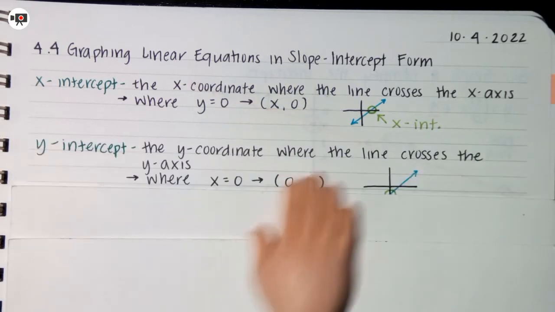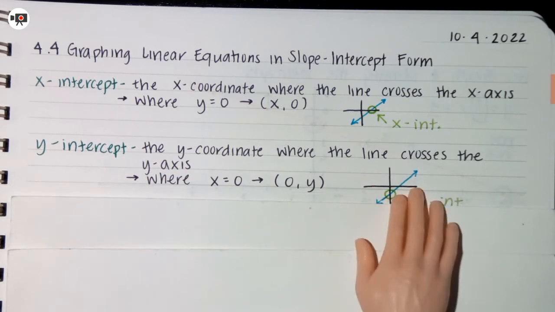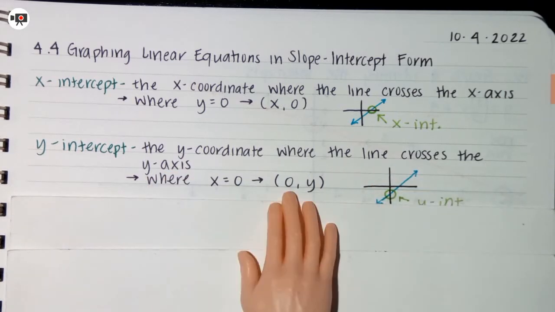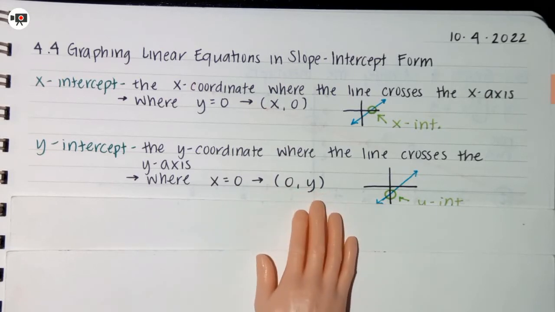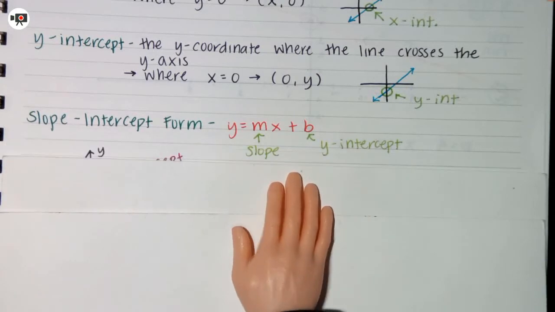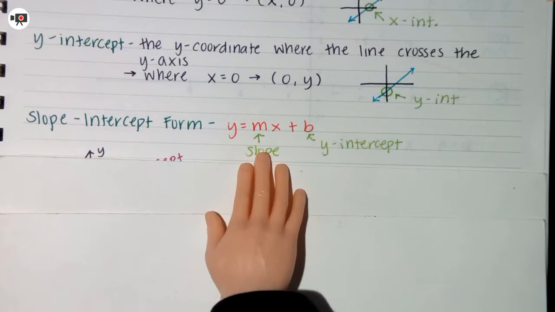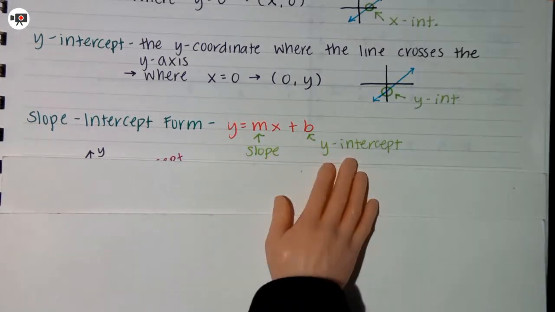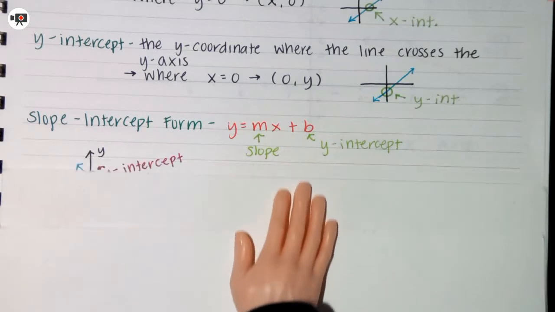And the y-intercept is where the line crosses the y-axis, so that means we're not traveling side to side any, so x is 0, which would be a point looking like 0, comma, some number for y. And then we have slope-intercept form, and that is y equals mx plus b, where m is slope and b is the y-intercept. I'm not sure why we have the letter b, it's just the way it is.